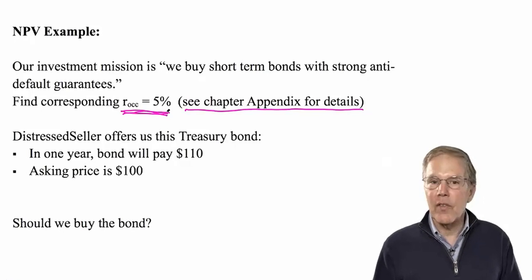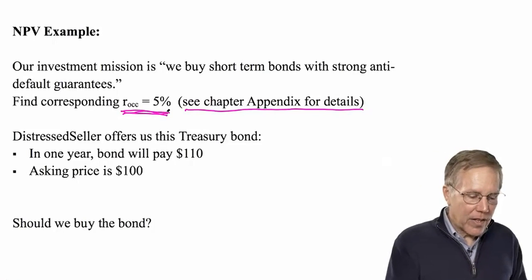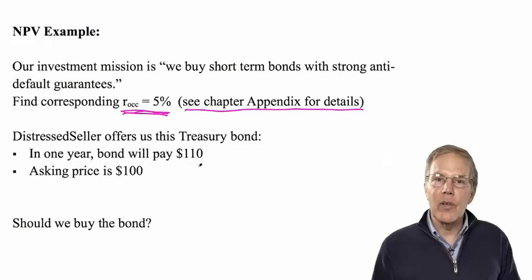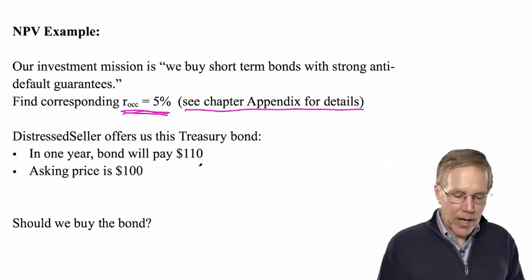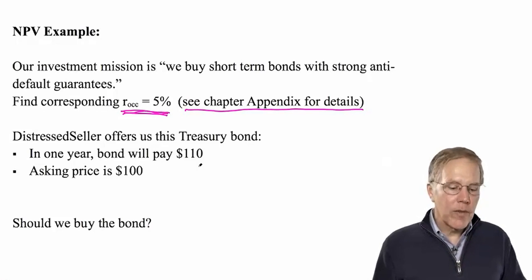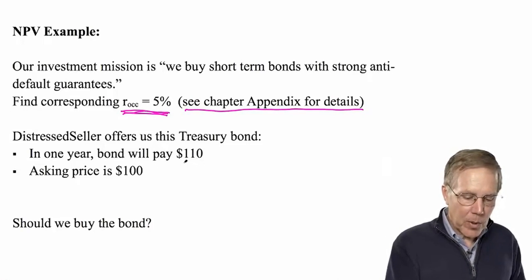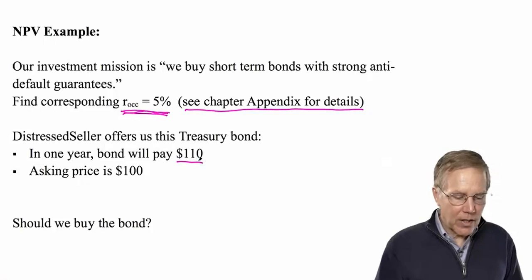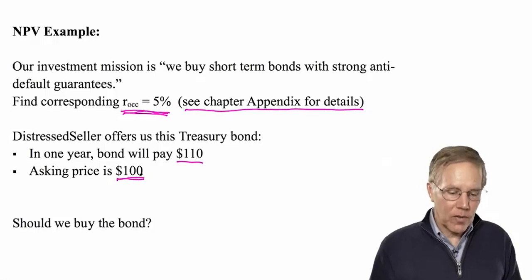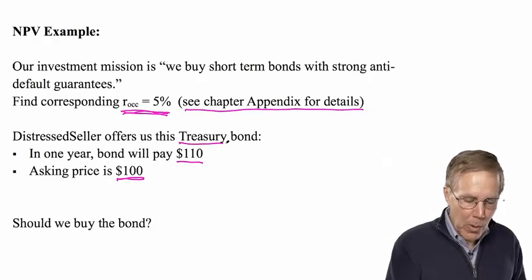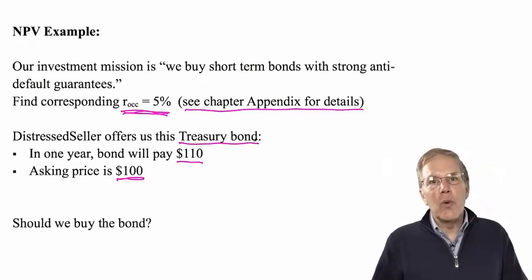And along comes Distressed Seller. And Distressed Seller offers us this deal, okay? He says, I've got a bond to sell you. It matures in 1 year. That means the bond contract is over in 1 year. And the bond contract says that in a year, whoever owns this bond is going to be paid $110, and the asking price Distressed Seller wants us to pay right now is $100 for this bond, and it's a treasury bond. Okay, so do we want to buy this bond?